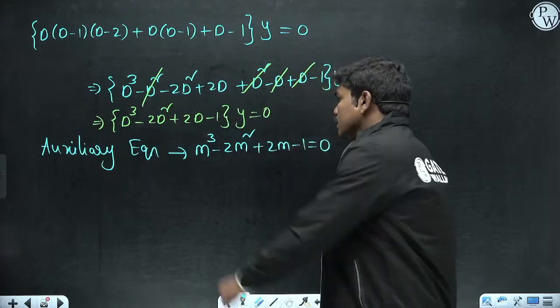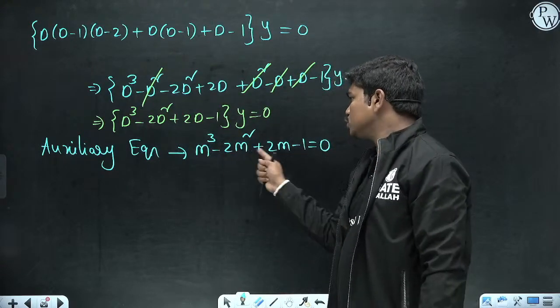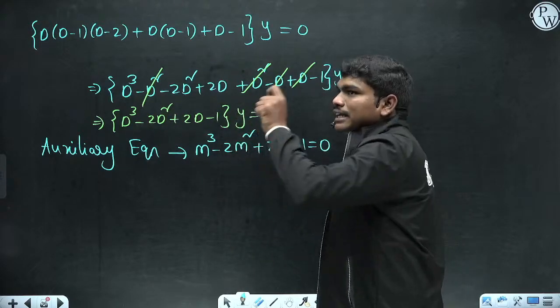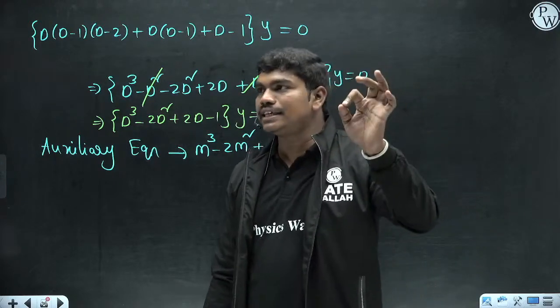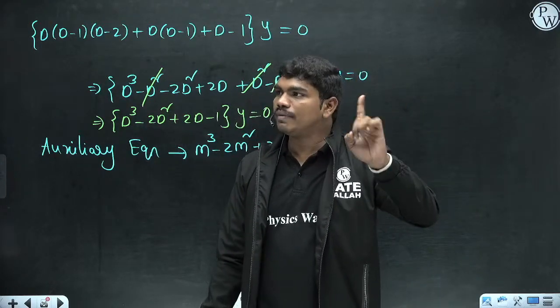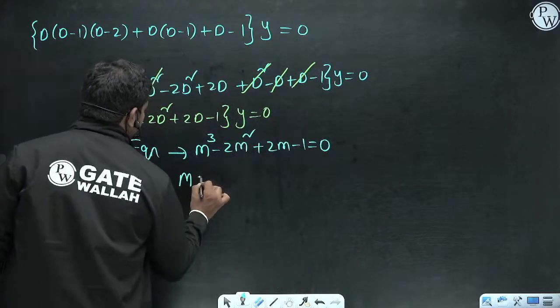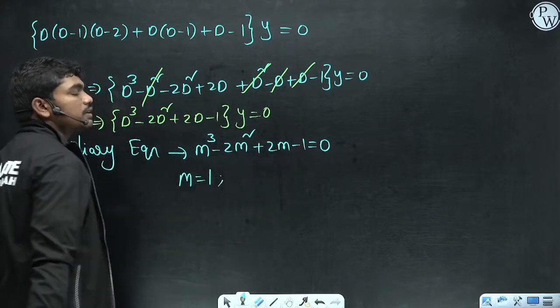Because you know, if the sum of the coefficients is 0 — what are the coefficients here? 1, −2, 2, −1, right? So what is the sum of the coefficients? 0. If the sum of coefficients of a cubic polynomial, or of any polynomial generally, is 0, then x = 1 will be one root of that equation. So here m = 1, because the sum of coefficients of this equation is 0.